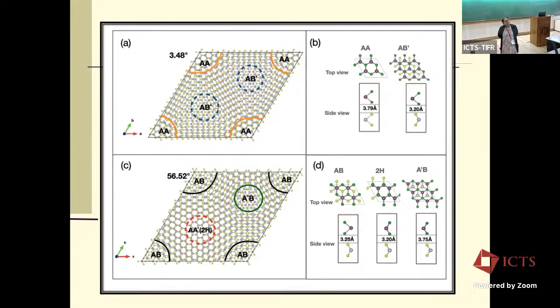Right. So then, do you have any comments on the optical properties of these things?